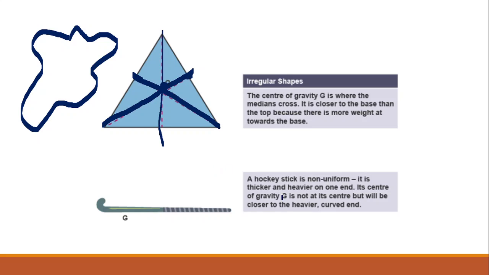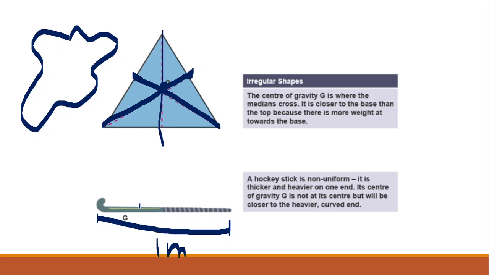A hockey stick is non-uniform. It is thicker and heavier on one end. Its center of gravity is not at its center, but closer to the heavier curved end. So you have to basically balance out the masses, right? It's not like a meter rule. It's not uniform. It is thicker over this end and thinner over this end. So even if it's a 1 meter hockey stick, you cannot expect it to have the center of mass at 50 centimeters.